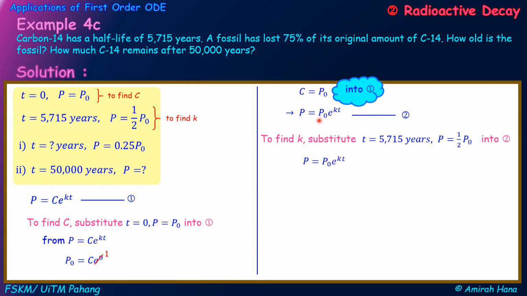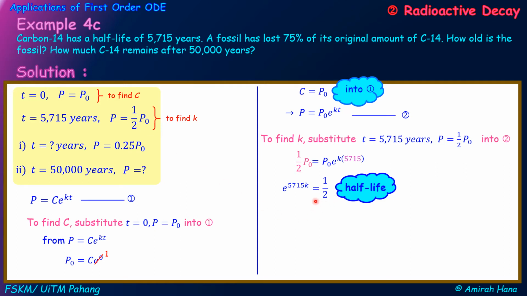So from equation 2 here, we replace t equals 5,715 years and we replace P equals half P naught. After that, we can simplify P naught on both sides. Then we have e to the power of 5,715k equals half. We get half because of the word half-life here.